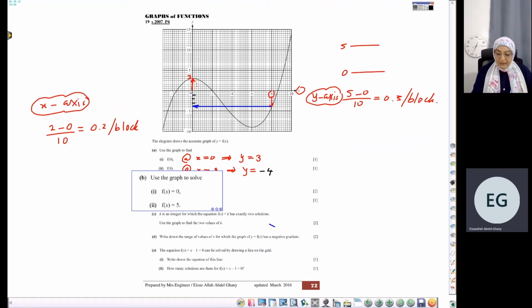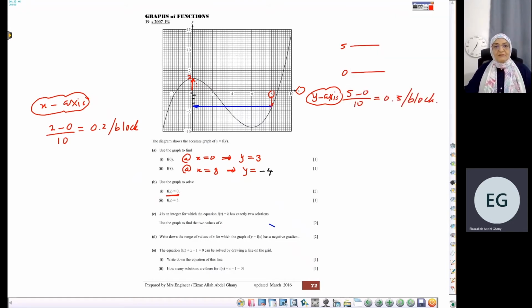Y equals 0 at how many points on x-axis? Can you see this x-axis? It cuts the curve at how many points? Yes, 3 points. 1, 2, and 3. Those are the 3 points. You just read them. Read the x coordinate only. So f of x equals 0 means points of intersection with x-axis.